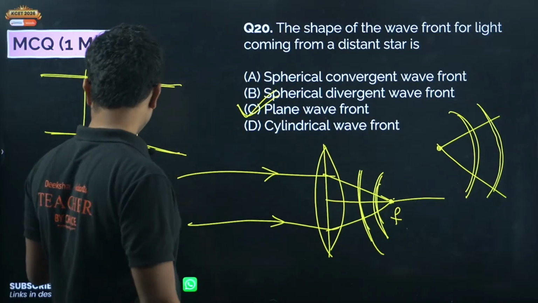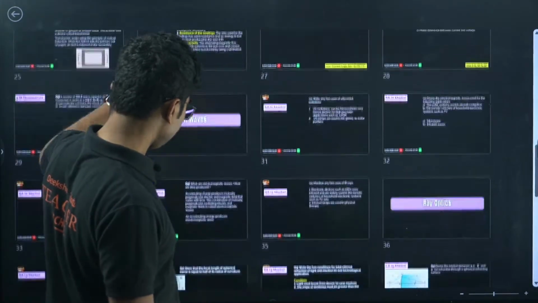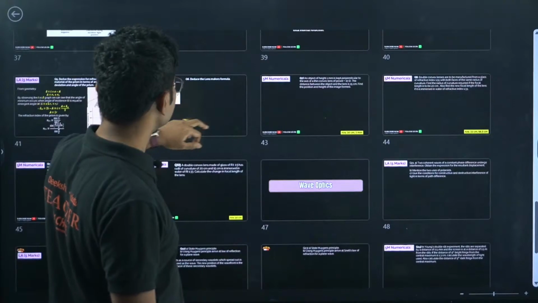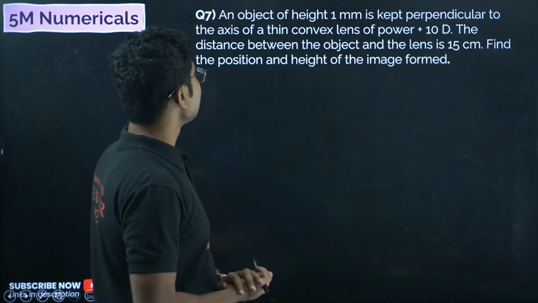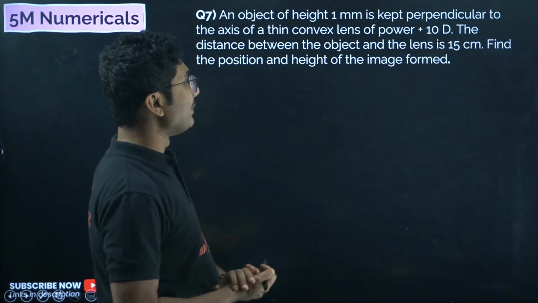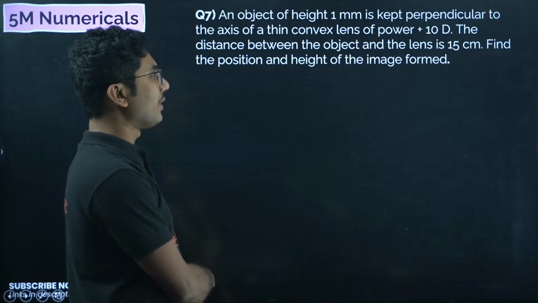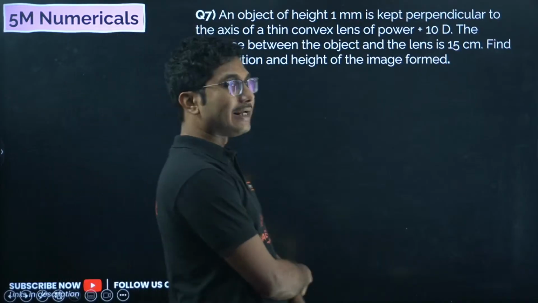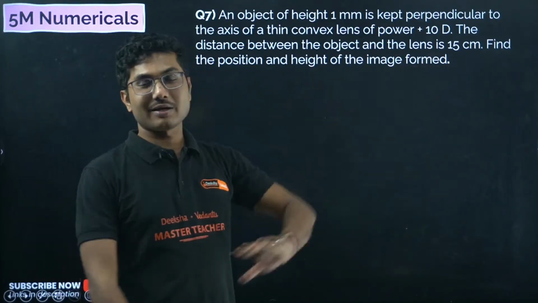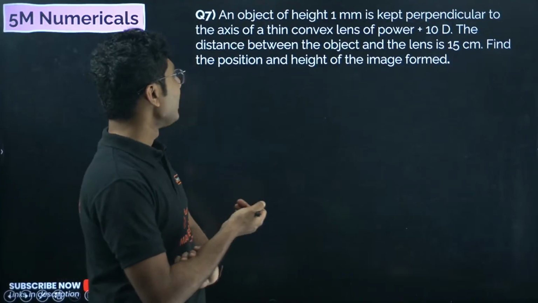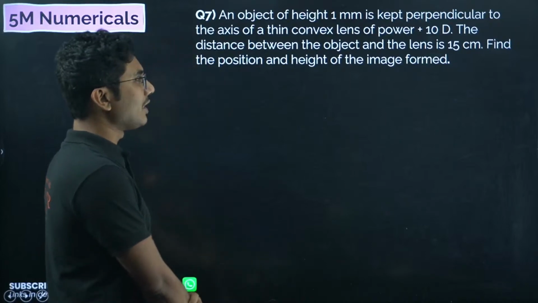Now let me go to the ray optics numerical question. An object of height 1 millimeter is kept perpendicular to the axis of a thin convex lens of power plus 10D. Remember that in pre-board exam, in your FA2 exam, examiners like questions where focal length is given in terms of power. The distance between the object and the lens is 15 centimeter. Find the position and height of the image formed.